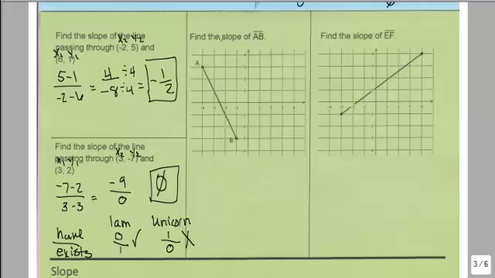Unicorns or Lamborghinis. For the slope of this one, remember on a graph, it is much easier just to draw your lines and to count. And it's always rise over run. So how far did I rise up? 1, 2, 3, 4, 5, 6. How many did I run? 1, 2, 3. So my slope is 6 over 3.